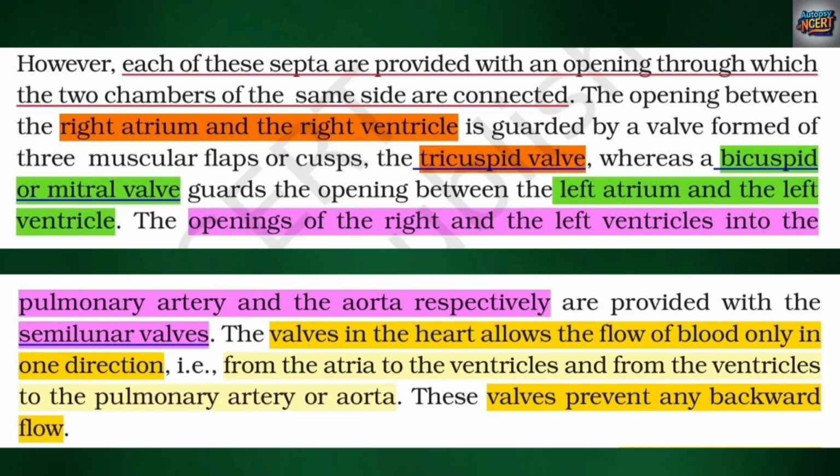However, each of these septa are provided with an opening through which the 2 chambers of the same side are connected. The opening between the right atrium and the right ventricle is guarded by a valve formed of 3 muscular flaps or cusps, the tricuspid valve, whereas a bicuspid or mitral valve guards the opening between the left atrium and the left ventricle. The openings of the right and the left ventricles into the pulmonary artery and the aorta respectively are provided with the semilunar valves. The valves in the heart allow the flow of blood only in one direction, i.e., from the atria to the ventricles and from the ventricles to the pulmonary artery or aorta. These valves prevent any backward flow.